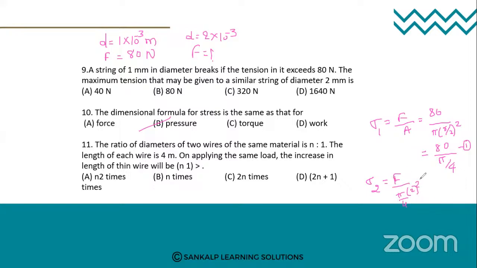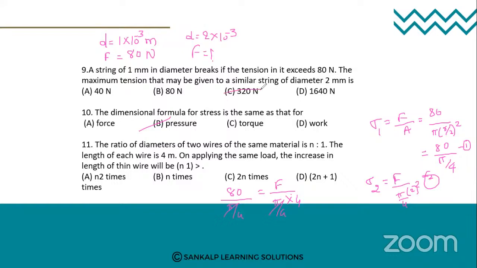So equating equation 1 and 2, we will get the value of F. When I equate equation 1 and 2, it will be 80 divided by pi by 4, which is equal to F divided by pi by 4, and here 2 square is 4. So I can cancel this pi by 4 on both sides. So this is 80 into 4, that is 320.